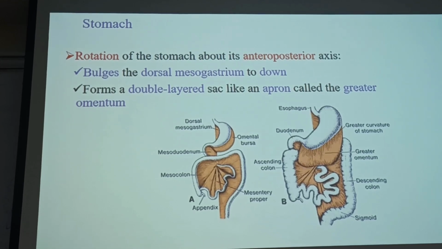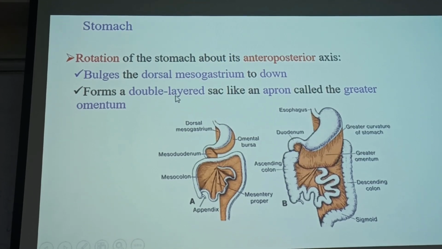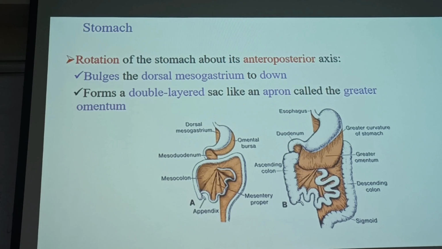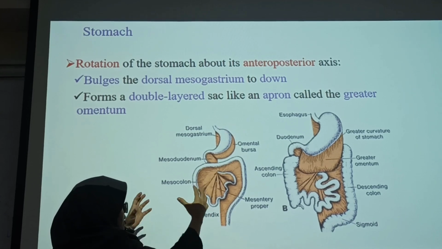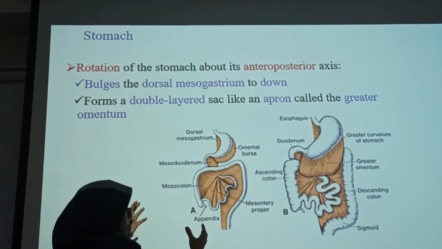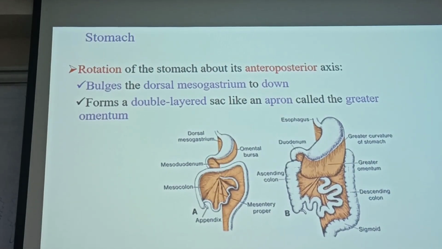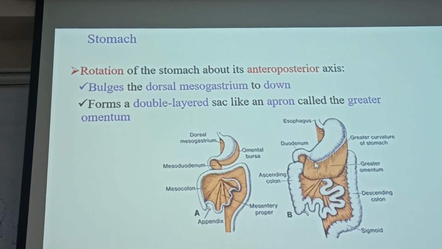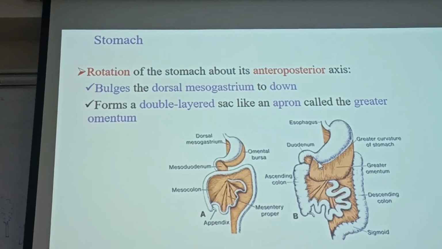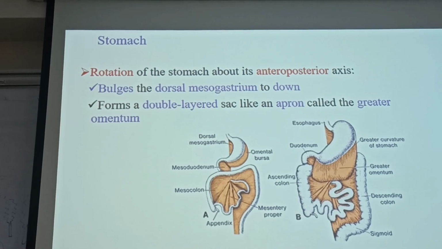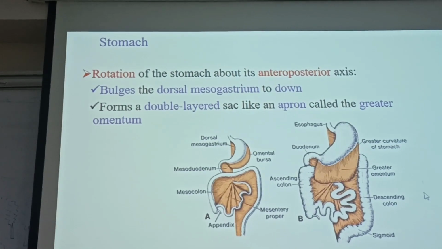Greater omentum as an apron is a double layer of peritoneum. After the antero-posterior rotation of the stomach, dorsal mesogaster bulges to the down. Okay? Bulges to the down and finally forms greater omentum. Greater omentum is a double layer of peritoneum that hangs from greater curvature of stomach. Okay, as you see in this picture.